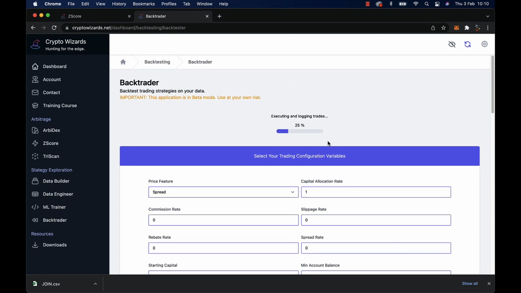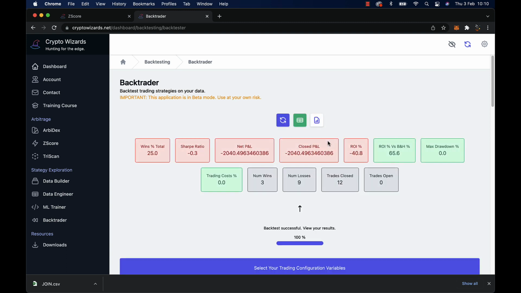This actually takes a while to run. There's a lot of calculation happening here. Again, this is just high-level backtesting, nothing super advanced, but it does take time, which is why I recommend you try not to have over 2,000 rows of data when you're using this. If you have over 2,000, it's going to take too long.